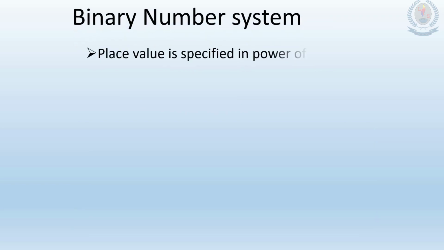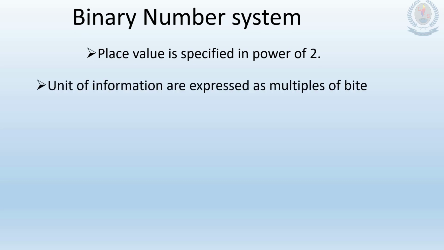If we take the binary number system, the place value comes from 2 to the power like that, and units of information are expressed as multiples of a byte. We told that we only have two options in binary, 0 and 1. So one digit we call a bit.